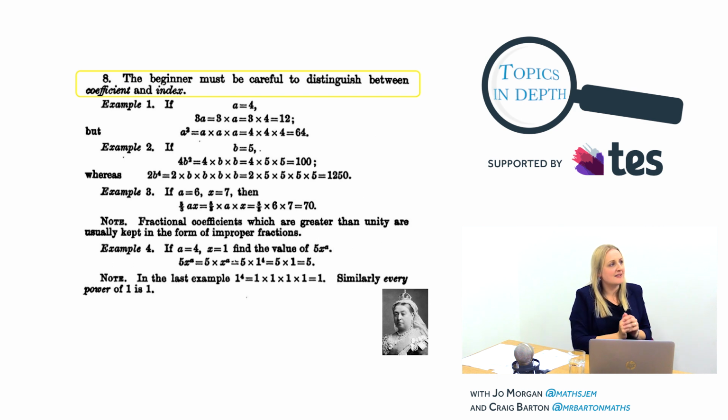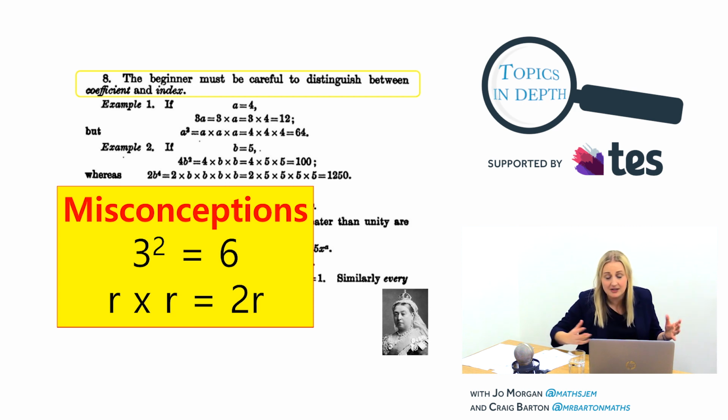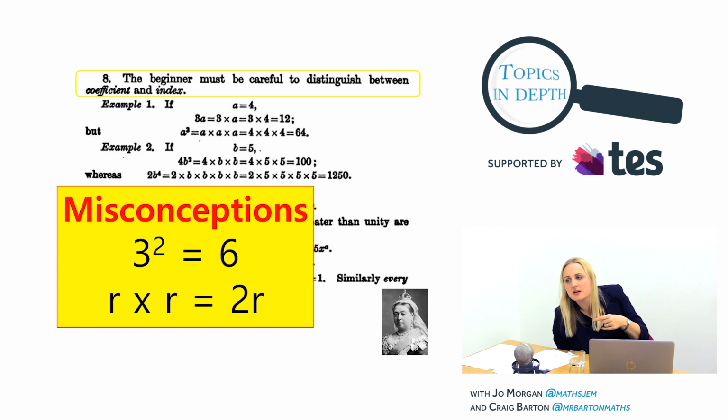Nice. And then straight away they're saying, well, we have to distinguish between a coefficient and an index. So they're talking about the difference between 3a and a cubed. And we know that's the big thing. Of course. So this is our big misconception. Students thinking that 3 squared is 6. Yep. And students saying that R times R is 2R.